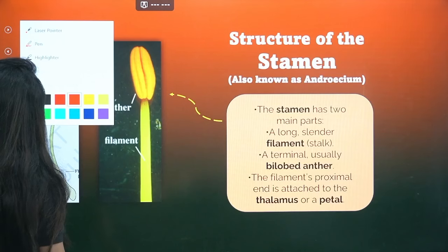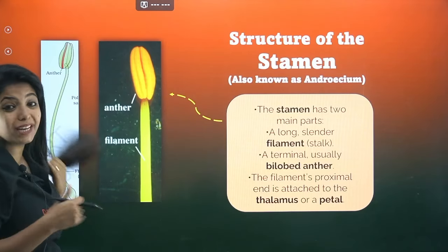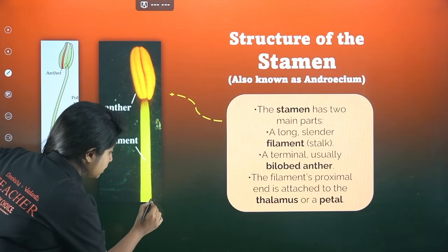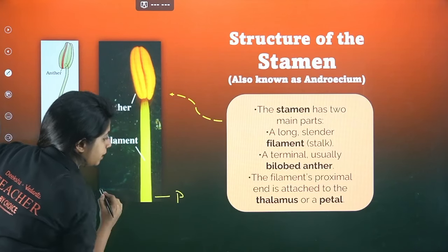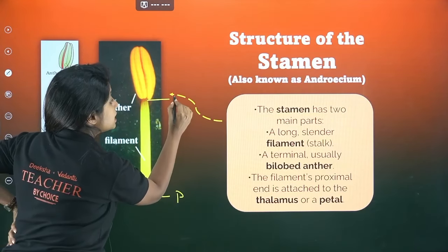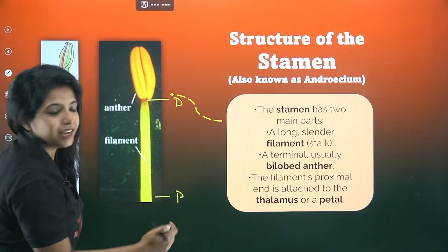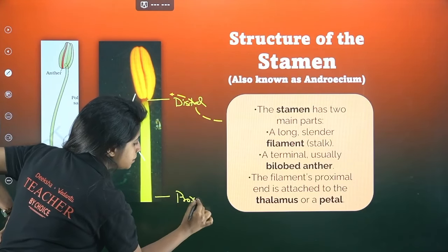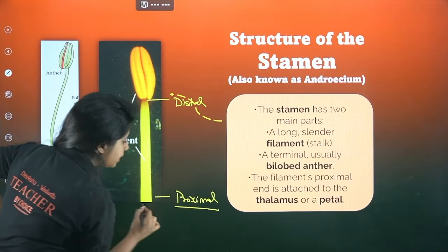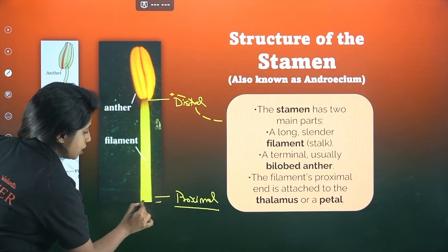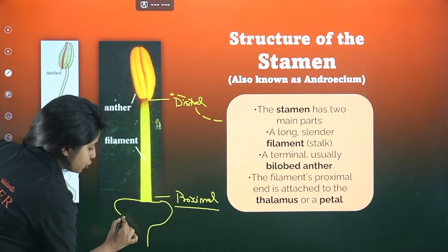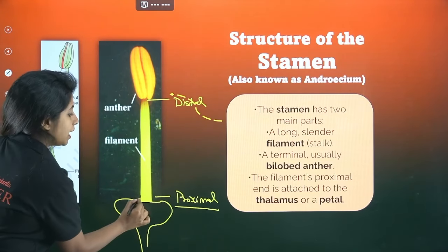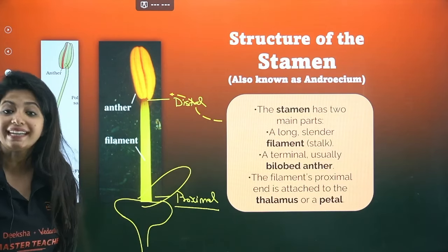So, the filament's proximal end, what do you mean by that? As in the closest end. So, this is the proximal end of the filament, and this will be the distal end. Distal is at distance. Okay, this is a distal end which you have, and this is going to be the proximal end which you have. The proximal end of it can be attached on a thalamus, a structure that looks like this, or probably can directly be attached onto a petal as well.